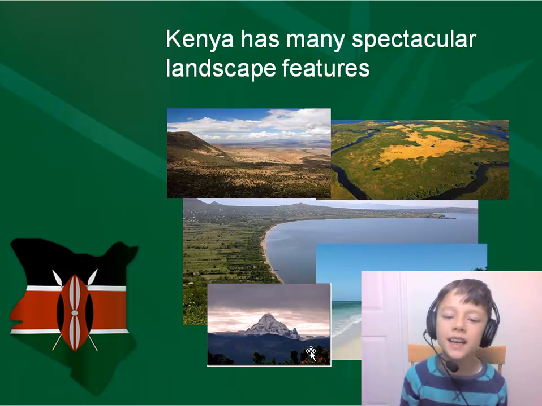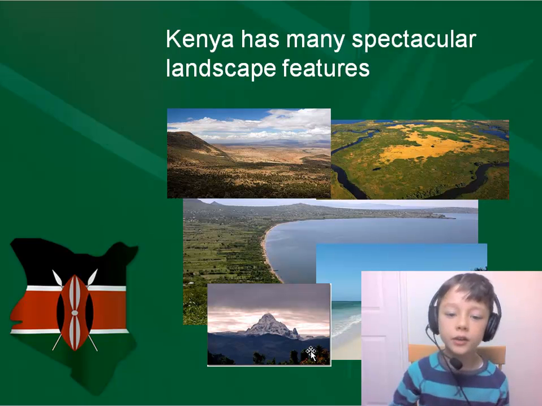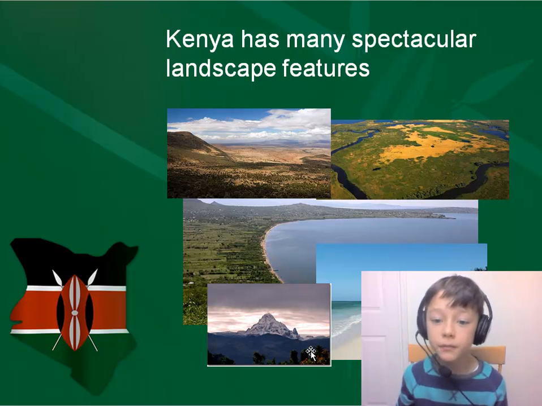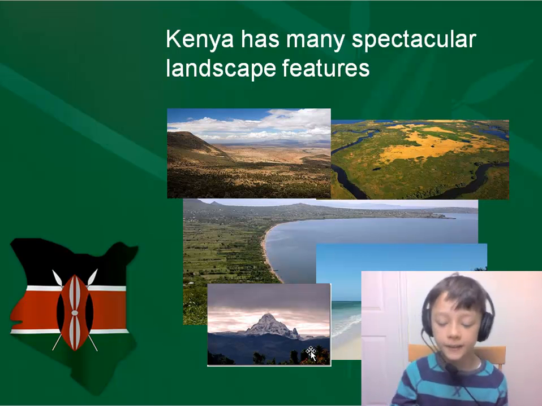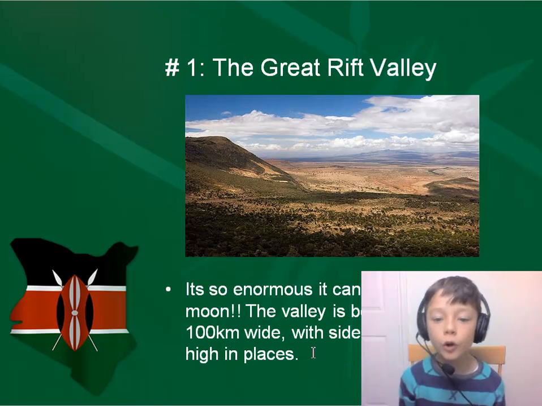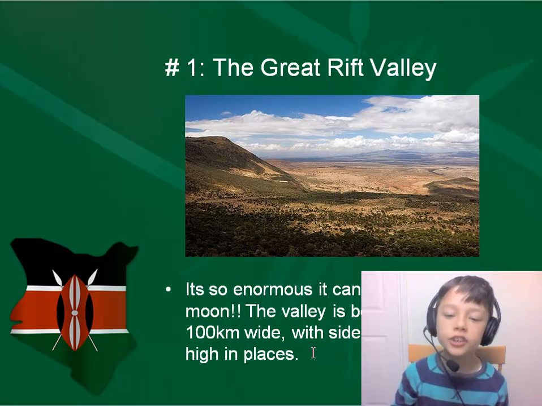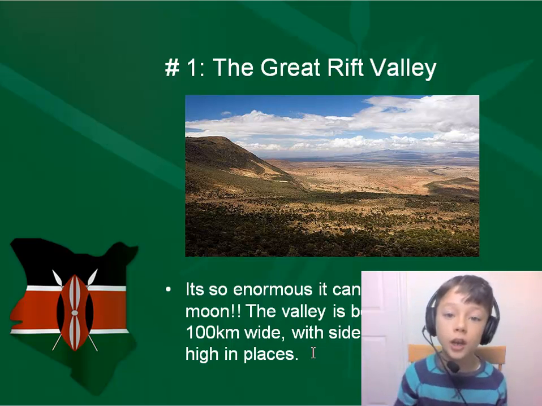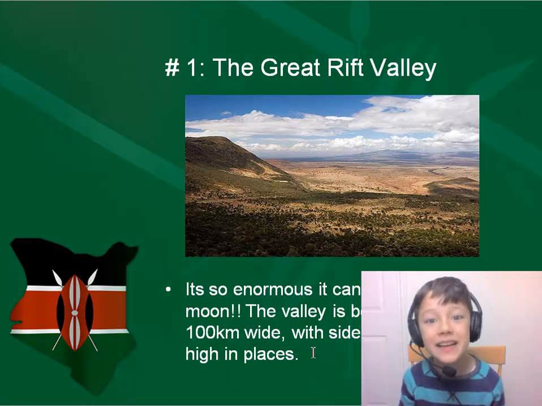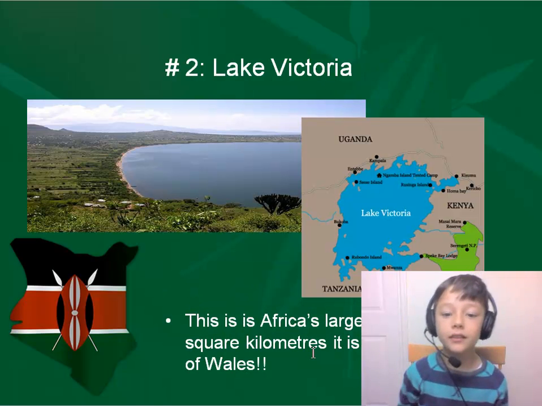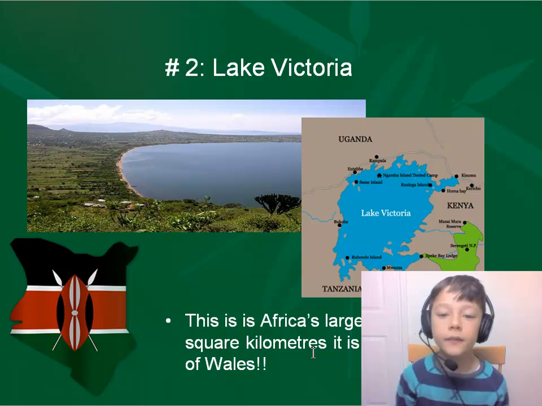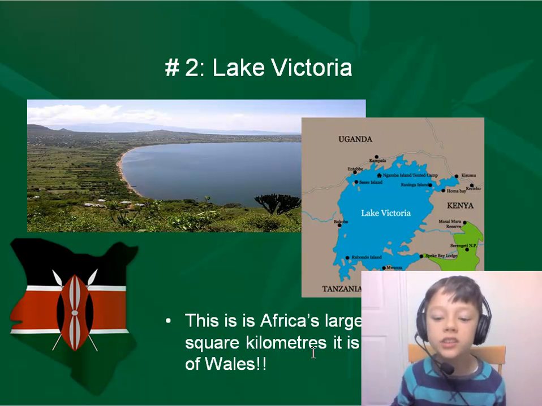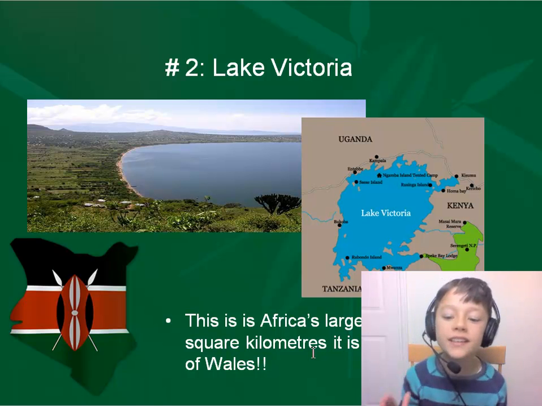Kenya has many spectacular landscape features, including the Great Rift Valley, the beaches of Mombasa, and Lake Turkana. First of all, the Great Rift Valley. Did you know that the Great Rift Valley is so enormous it can be seen from the moon? Therefore, the valley is between 60 and 100 kilometres wide, with sides up to 3,000 metres high in places. Second of all, Lake Victoria. This is Africa's largest lake, at a whopping size of 68,800 square kilometres. In fact, it is 3 times the size of Wales.